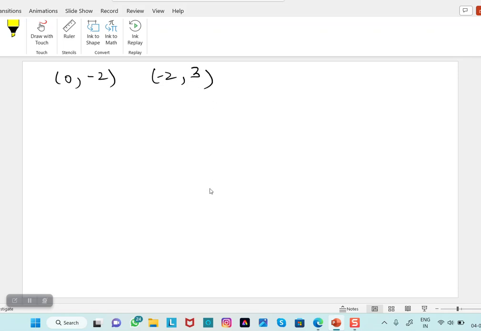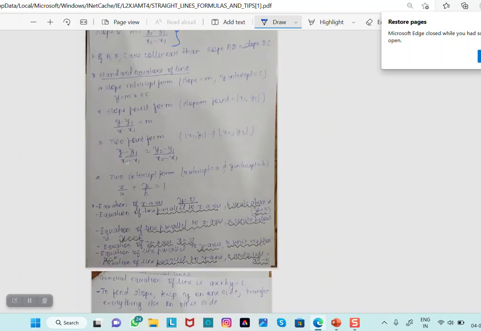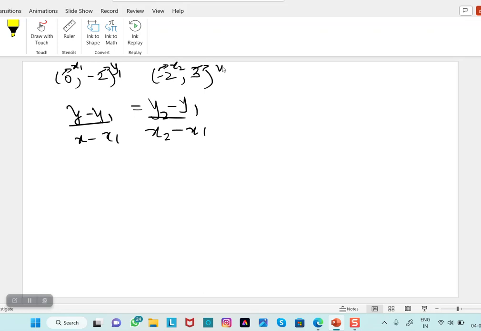Now our aim is to find the equation of the line. To find the equation of the line, we have to use the two-point form. Now, as discussed earlier, the two-point form has its own formula. The formula is y minus y1 upon x minus x1 is equal to y2 minus y1 upon x2 minus x1. We call this x1, this y1, this x2, and this y2. Now we just substitute.